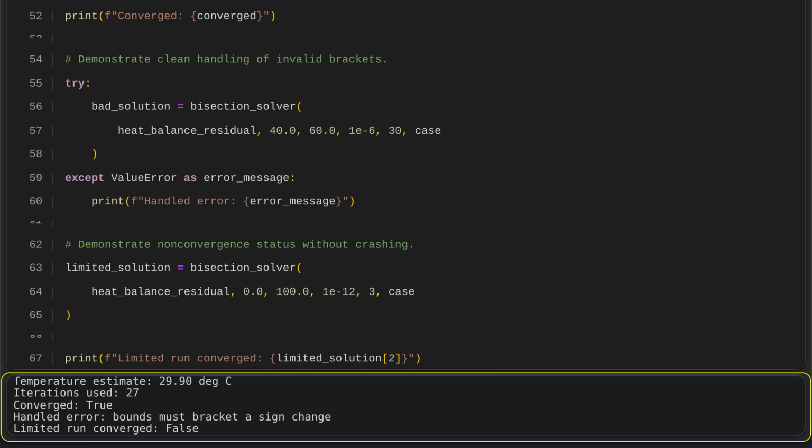This script uses the bisection method to solve a heat balance problem and estimate the temperature rise in a heat exchanger. It reports the estimate, the number of iterations, and whether the solver converged. It also demonstrates error handling when the starting bounds do not contain a sign change, and shows how limited iterations can lead to non-convergence without crashing the program.